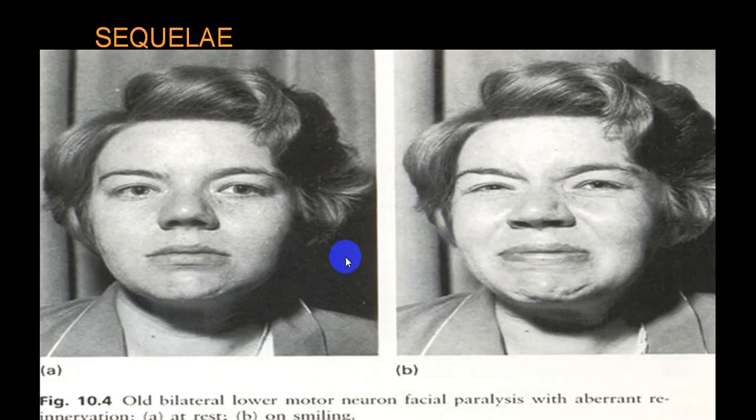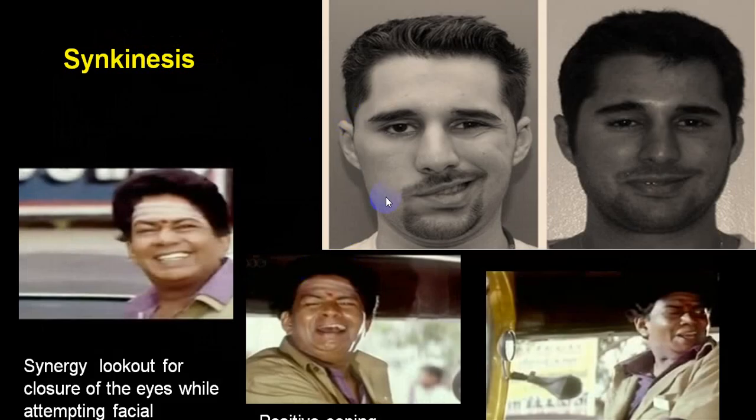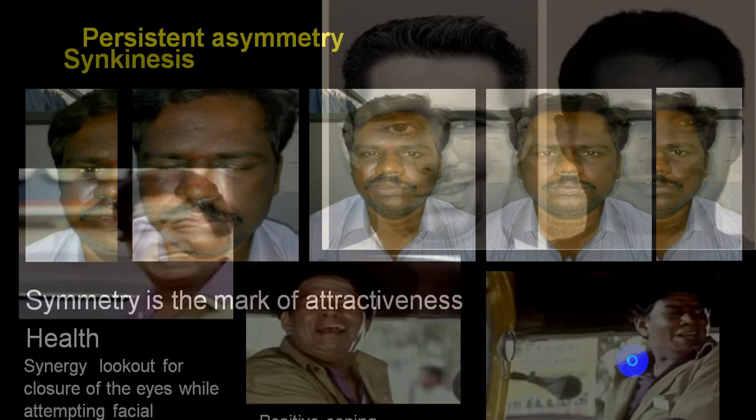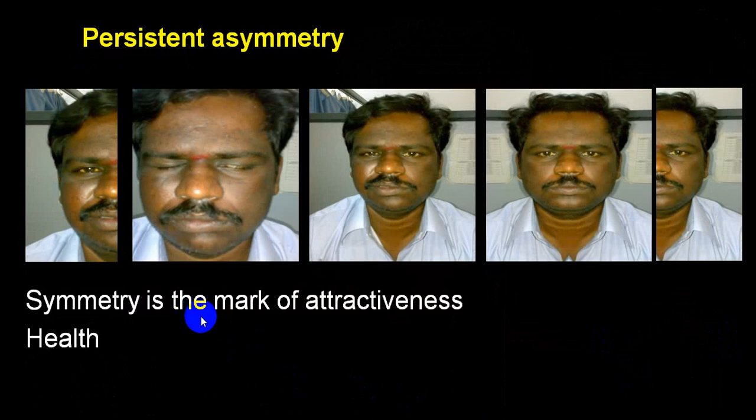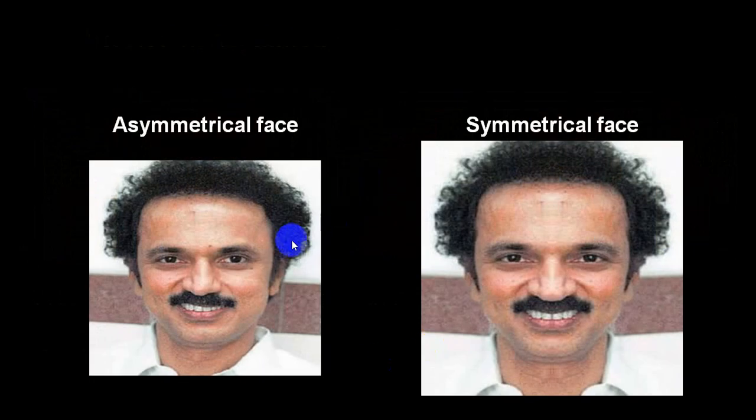We have already mentioned crocodile tears; synkinesis can be seen. Whenever there is synkinesis, look out for closure of the eye while attempting a facial expression. When the person tries to smile, the eyelid will close. So this is synkinesis, and that can happen. Here you can see very clearly. Persistent asymmetry will always be present whenever the person tries to smile. That can also be one of the problems. This is an asymmetrical face, and this is now symmetrical.